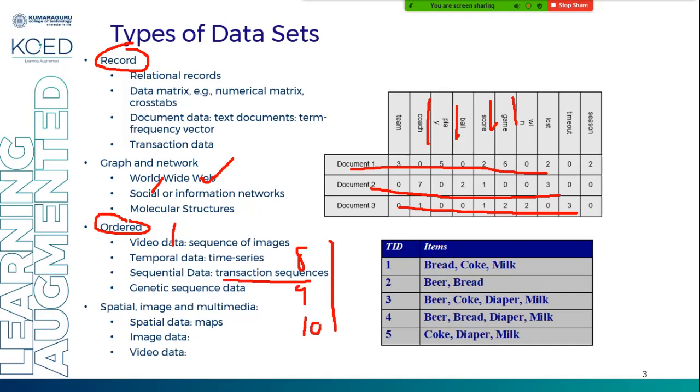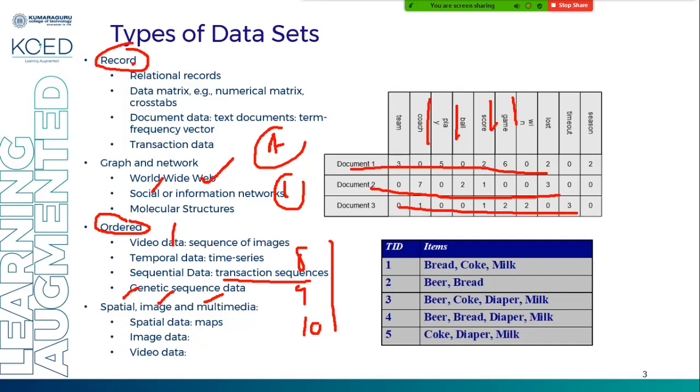Sequence data, transaction sequence. For example, when a customer logs into the bank account and initiates the first transaction, between whom, how many transactions a customer is performing. This is known as a transaction sequence. Genetic sequence data, biomedical data: a gene sequence is known as genetic sequence data. Spatial image and multimedia data: spatial data, maps given by satellites, spatial images data, spatial video data. These all come under spatial image and multimedia data.